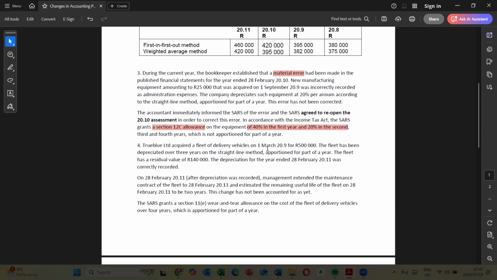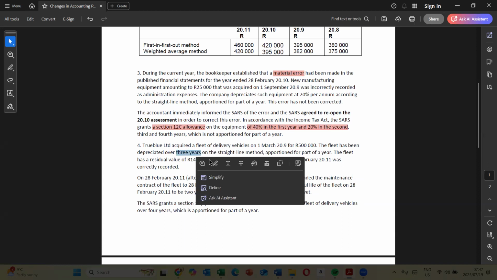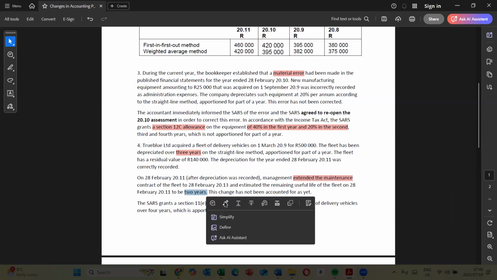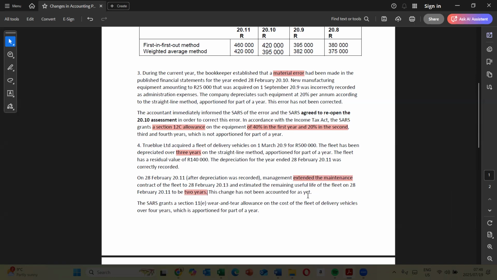The fleet has been depreciated over 3 years over the straight line method, apportioned for part of a year. The fleet has a residual value of 140,000. The depreciation for the year ended 20 February 2011 was correctly recorded. On 20 February 2011, after depreciation was recorded, management extended maintenance contract of the fleet to 20 February 2013 and estimated the remaining useful life of the fleet on 20 February 2011 to be 2 years. This change has not been accounted for as yet.